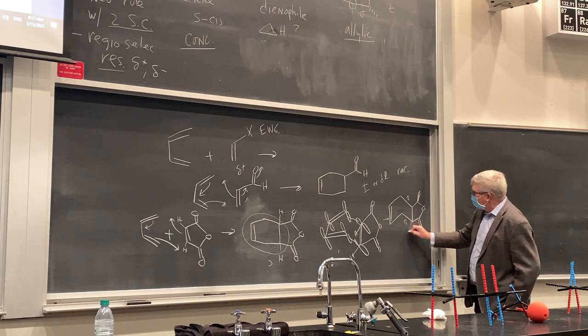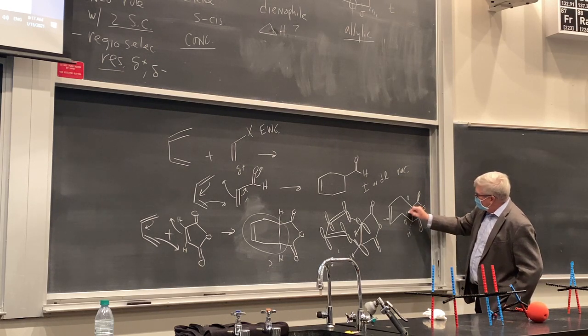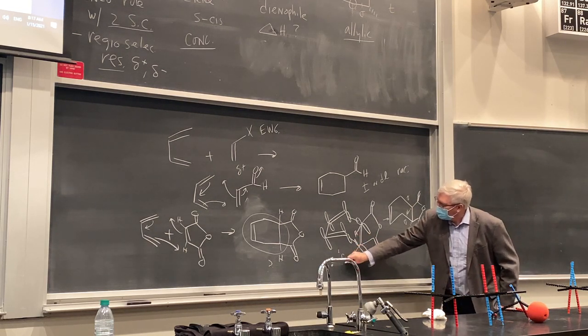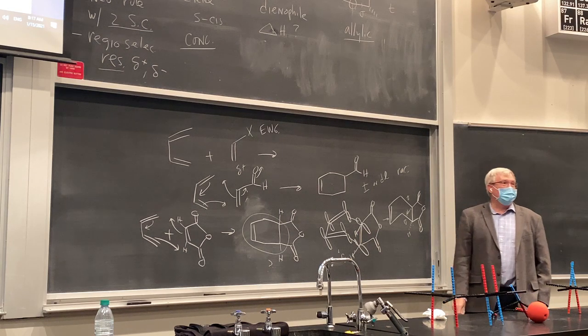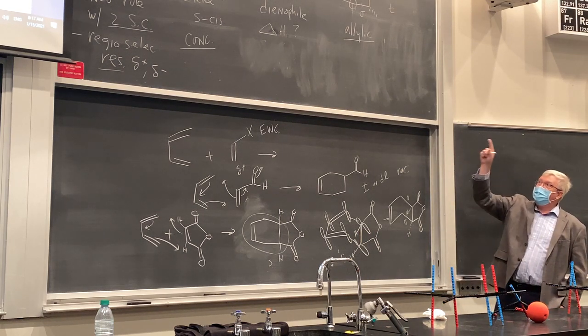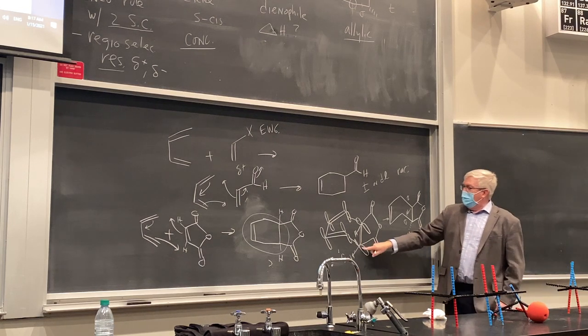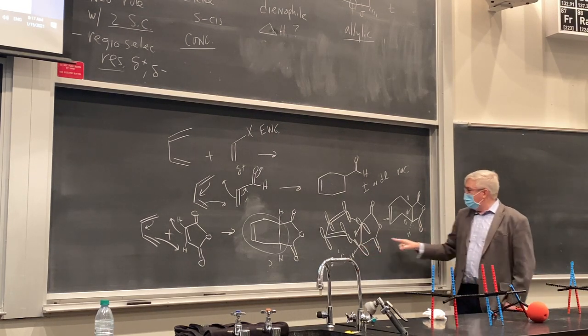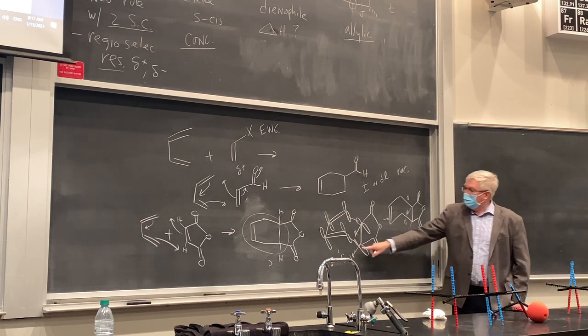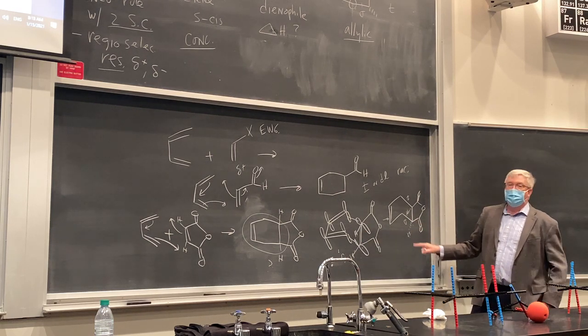And you see, these will be down, right? Because they're cis to each other here in the starting material, right? And so that's the first level of understanding of stereochemistry. Any stereochemistry of the starting materials will be manifest in the product, okay? So cis goes to cis, okay?